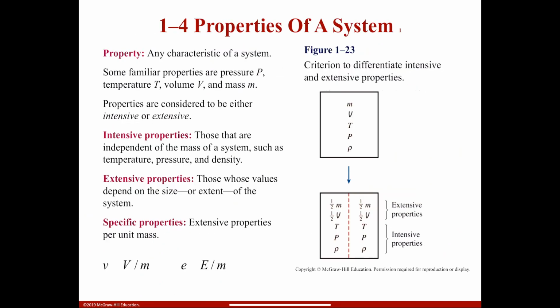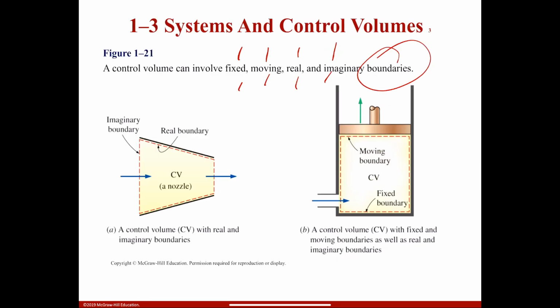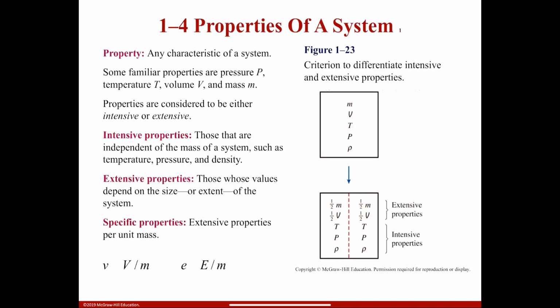Why is this important? I just told you that you need to know how this system could be defined so we can find the state and therefore define the properties that will define the energy. But you don't know what a property is, and that's what I'm going to define now. Any characteristic of a system is defined as a property. Some familiar properties are pressure, temperature, volume, and mass. Properties are considered to be either intensive or extensive.